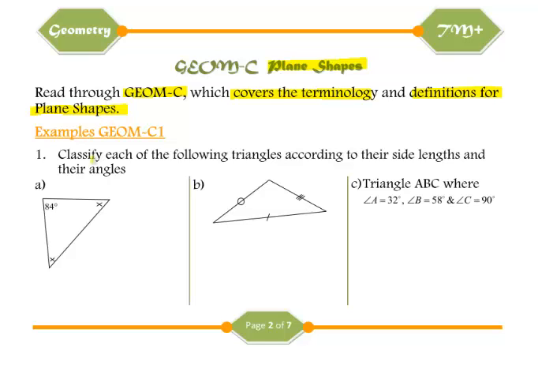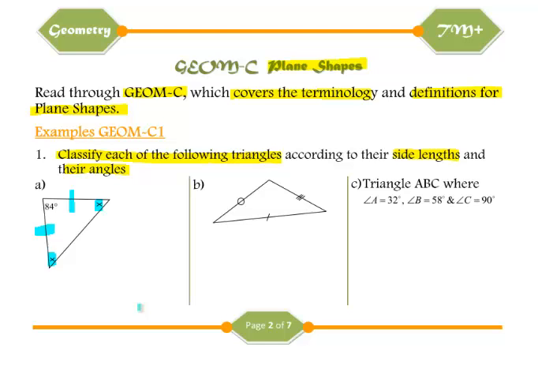To begin, let's classify each of the following triangles according to their side lengths and their angles. Now if we look at this triangle here, we can see that these two angles are the same. If those two angles are the same, it means that those two sides are the same. So we're dealing here with an isosceles triangle.